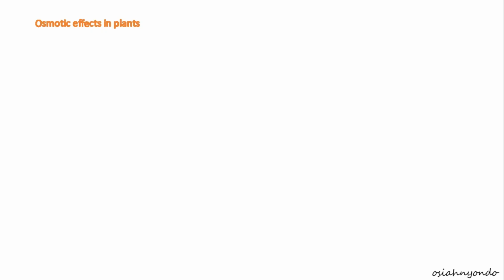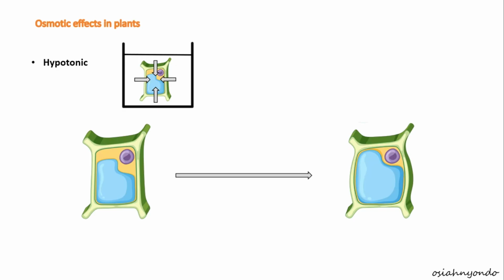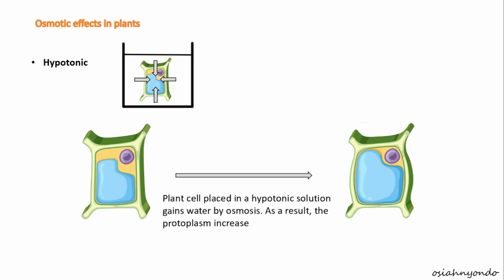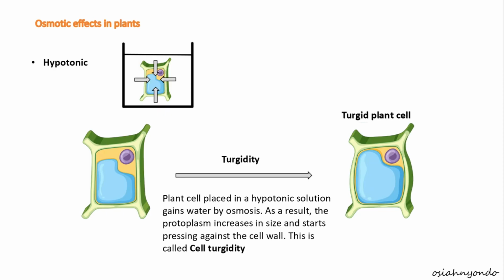How is a plant cell affected by osmosis? If a plant cell is placed in a hypotonic solution, it gains water by osmosis. As a result, the protoplasm increases in size and starts pressing against the cell wall. This process is referred to as cell turgidity. Now, a plant cell that has undergone this process is referred to as a turgid plant cell.